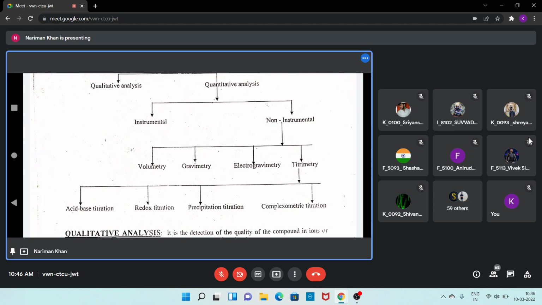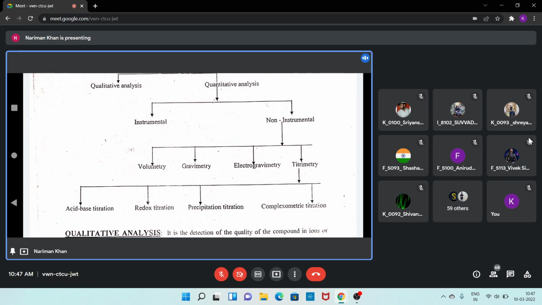So let me explain each and every method. Volumetry is determination of the quantity or the volume of any substance with the known volume of one substance. Gravimetry is when the quantity of any constituent is determined by converting that substance into a precipitate and by weighing that precipitate.